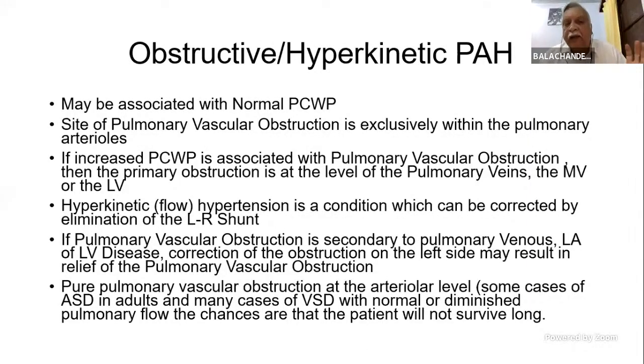So obstructive and hyperkinetic may be associated with a normal pulmonary capillary wedge pressure, and the site of pulmonary vascular obstruction is exclusively within the arterioles. And if the pulmonary capillary wedge pressure is increased, then you will find that the primary obstruction is not at the pulmonary arteriole, but possibly at the level of the pulmonary veins. And with a hyperkinetic flow and pulmonary vascular obstruction secondary to pulmonary LV disease, if you correct it, it will come down. Same thing, pulmonary vascular obstruction at the arteriolar level, some cases of ASD in adults, which I said, and in many cases of ASD, patient survival becomes a problem.